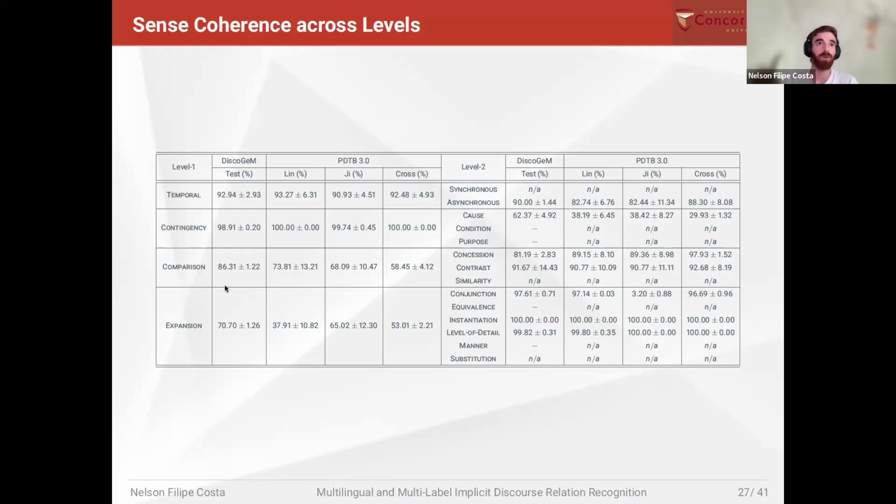But if it predicts at level 1 a temporal relation and then at level 2 a cause relation, then it's not coherent at all. And what we found is that our model, without us explicitly defining this sense hierarchy, is for the most part capable of predicting coherent predictions, with the exception of the expansion level 1 level. If we look at level 2, the results are pretty good, 97, 100%, and so on. Some of the senses do not exist in the DiscoGeM, so we could not predict them, but for the ones that existed, we achieved good performance.